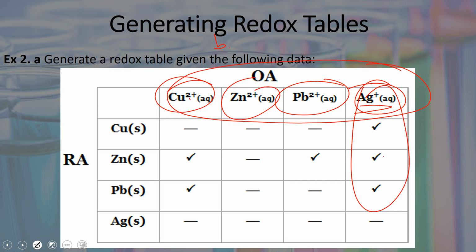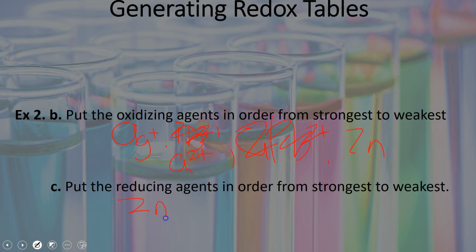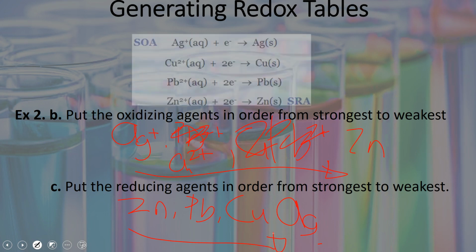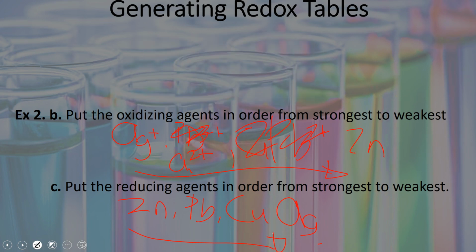If I go back, the reducing agents from the strongest to the weakest, what's the strongest reducing agent? It's the top. First one, but opposite. Right, so zinc, lead, copper, and silver. And what you should notice is whatever happened here is the opposite for your oxidizing agents. Everybody got that?